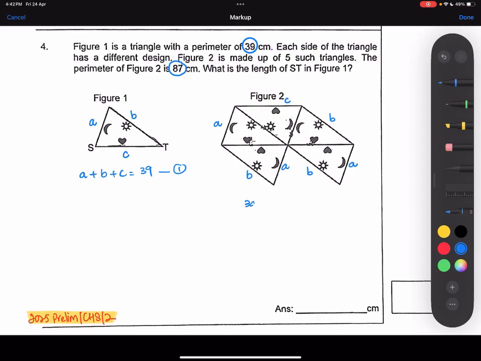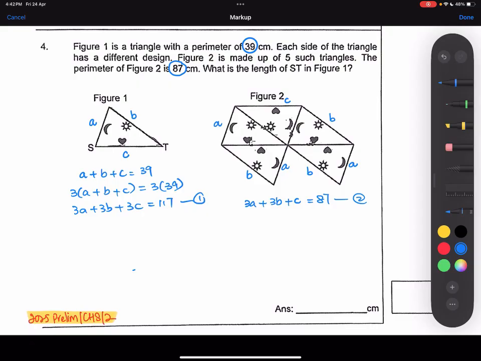Figure 2, 3A plus 3B plus C is equals to 87. Since we have 3A and 3B in equation 2, I'm going to multiply the first equation by 3. So times 3 by both sides. We're going to get 3A plus 3B plus 3C. That will give us 117. This will be our equation 1.